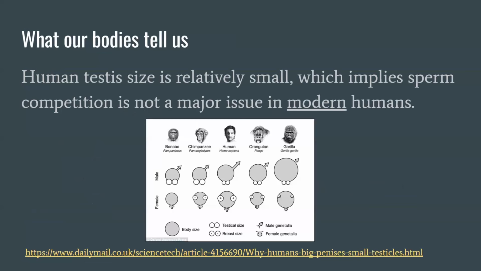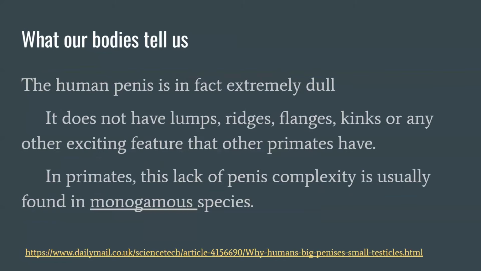Well, human testis size, as I said, is relatively small, which implies sperm competition is not a major issue, at least in modern humans. The human penis is extremely dull. It doesn't have lumps, ridges, flanges, kinks, or any other exciting features that other primates have. And in primates, this lack of penis complexity is usually found only in monogamous species. So that would imply that we're a monogamous species.